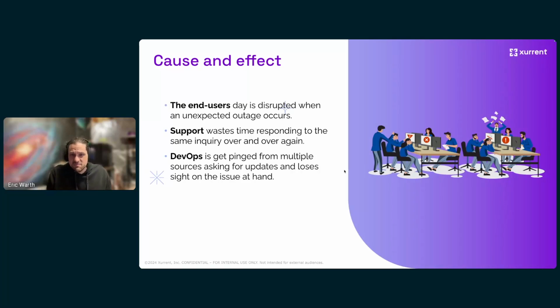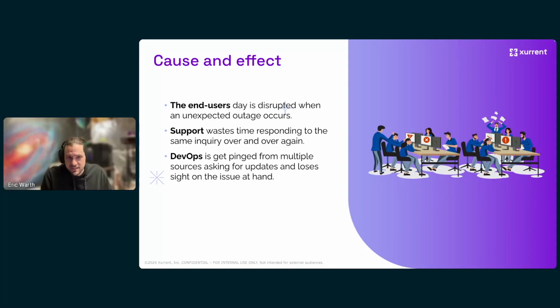So if we were to summarize that a little bit differently, like I said, the end user's day becomes disrupted, support is wasting time, they're getting an influx of tickets all about the same thing, and then DevOps is getting pinged from multiple sources asking for updates, and they're losing sight of the issue. I can't tell you how many organizations I've talked to whose current incident management strategy has them manually updating some old status page, where it sometimes takes an engineer 20 minutes to publish a change to a status page because they had to go and rewrite some HTML.